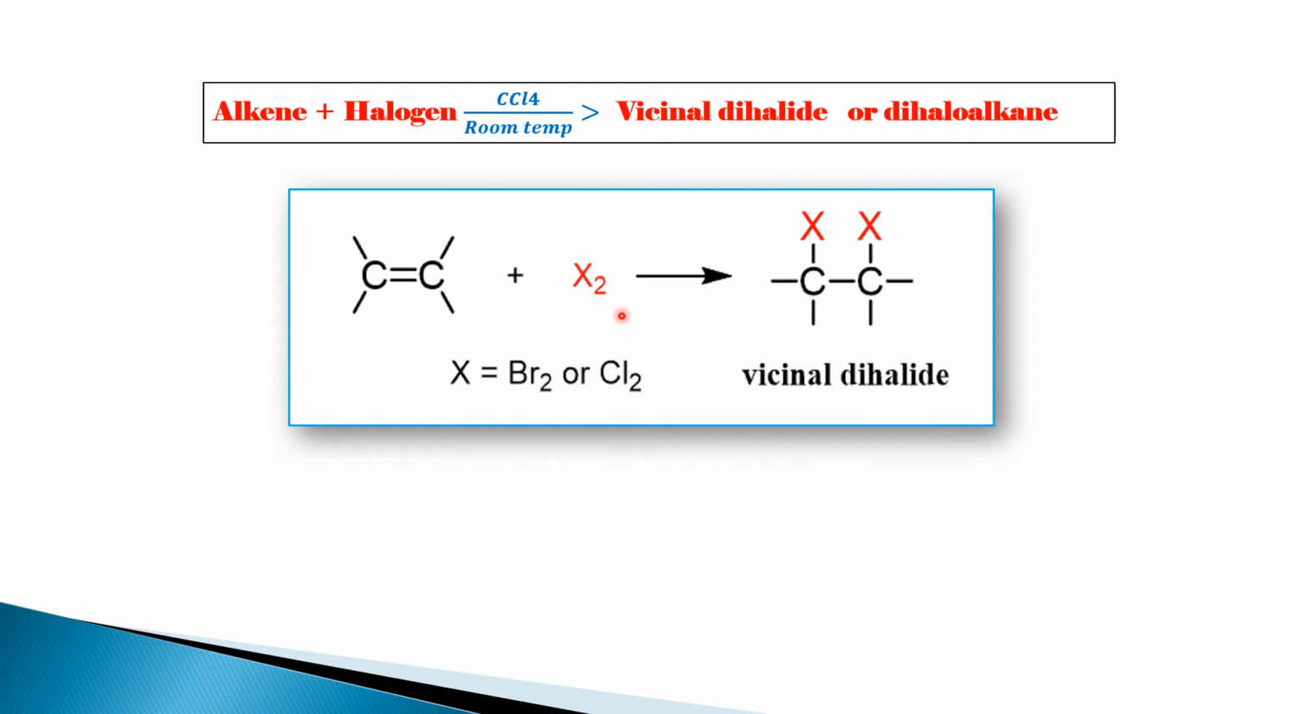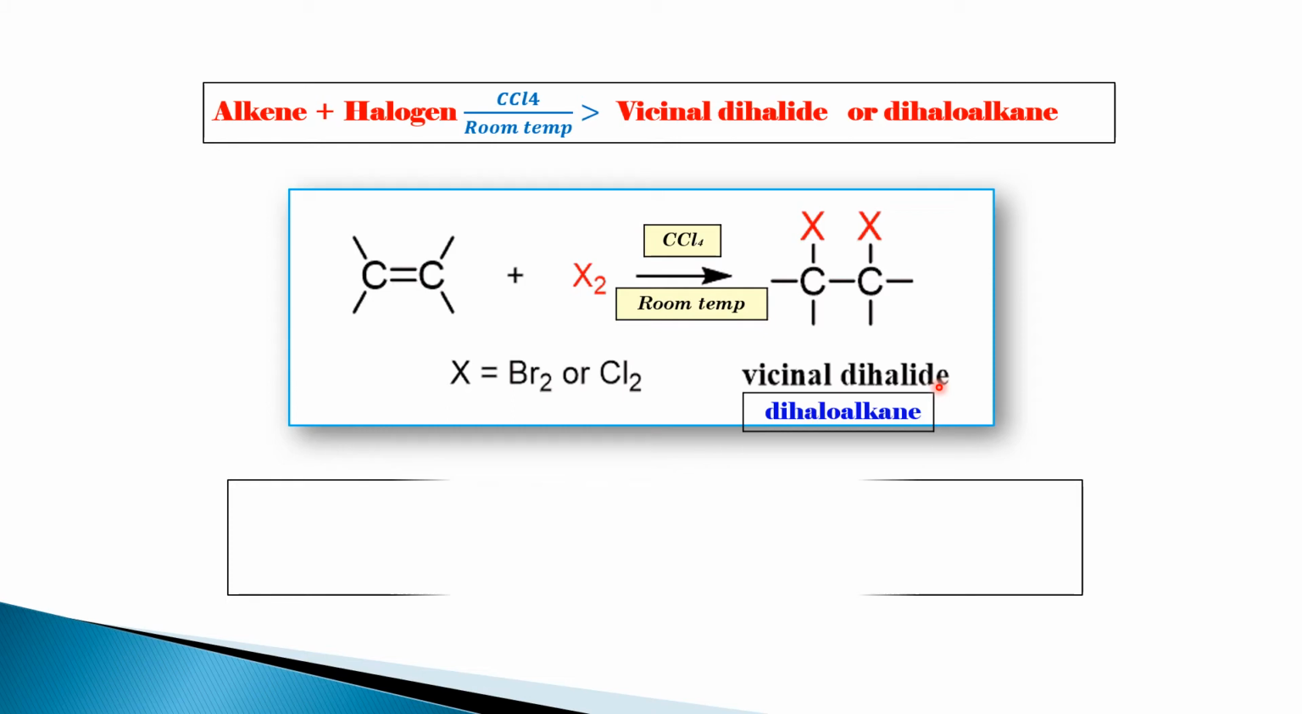Then general reaction. When X2, that is halogens, which is Br2 or Cl2, is added to alkene in presence of CCl4 at room temperature, then it gives a vicinal dihalide or dihaloalkane. That is, when X2 is added to alkene, it is added across the carbon-carbon double bond, because of which this double bond is converted into single bond and it gives a vicinal dihalide or dihaloalkane. X2 ची ऍडिशन केल्यानंतर कार्बन कार्बन मधील पाय बॉन्ड ब्रेक होतो आणि टू न्यू सिग्मा बॉन्ड बिटवीन कार्बन अँड हॅलोजन फॉर्म होतात, म्हणजेच आपल्याला विसिनल डायहॅलाइड मिळतो.